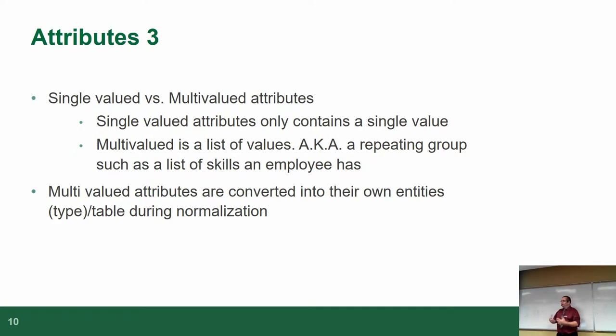Good job, but it's a common limited list. A multi-valued list of values, in other words, is also known as a repeating group of values. Those, during normalization, which is a lecture in 2 weeks, end up being converted into their own entities. In other words, if you can list off a list of things as part of an item, really it should be its own entity.